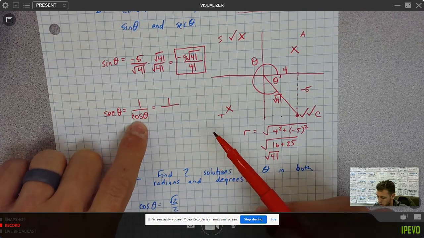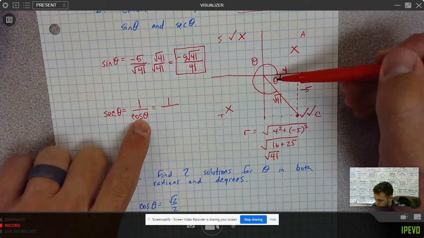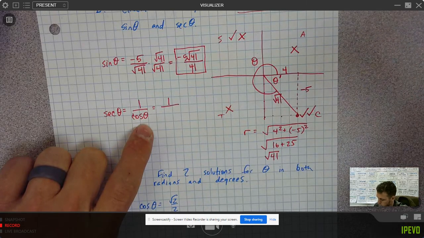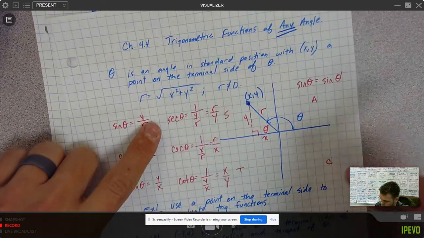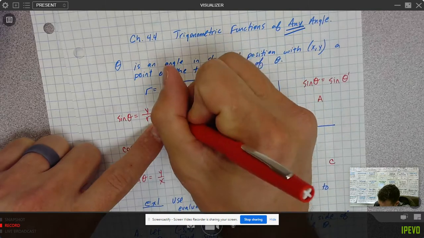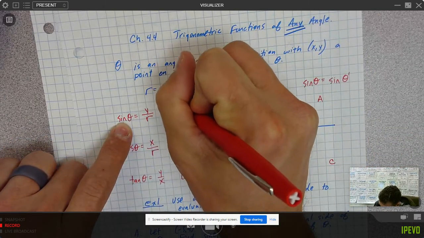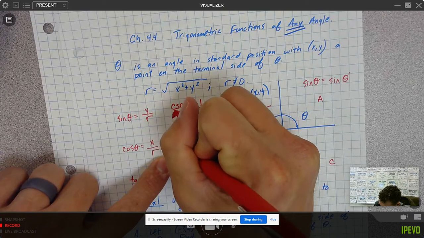sorry, I lied on these notes. You need to go back up through here. Secant is not the inverse of sine. This is cosecant. Cosecant is not the inverse of cosine. This is sine. Or this is secant. All right? Sorry, I lied on that. So go back through and make that adjustment there.